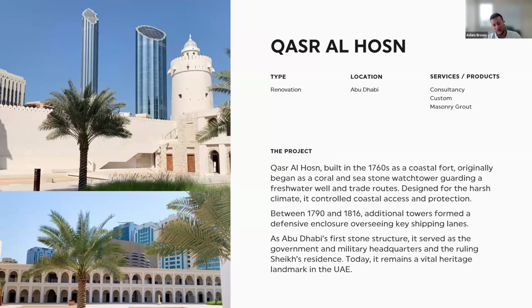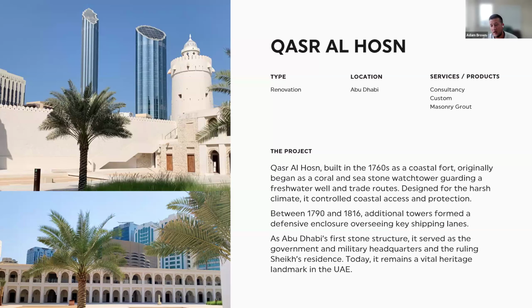Thank you. Okay, so this is a relatively large-scale renovation along with some custom works. The building in question is called Qasr Al Hosn. It's based in Abu Dhabi. It was the first permanent stone structure within the city, so it really encapsulates the development of Abu Dhabi and the UAE as a wider nation.